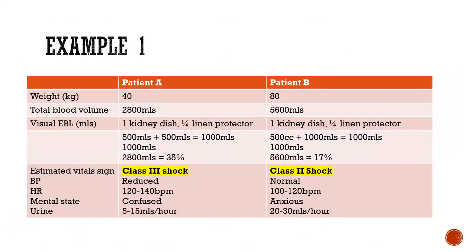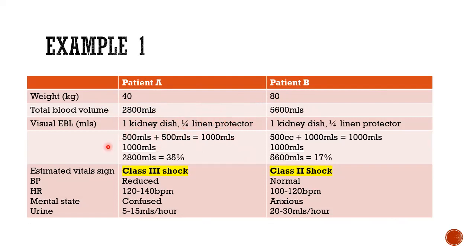So I want to show you an example. If you have a 40 kilo patient, patient A, and patient B is 80 kilo. Your blood volume in patient A will be 2.8 liters because 70 times 40, right? So it's 70 times 40, 2.8 liters. As for patient B, you have 5.6 liters. Okay, so both of them lost blood of one kidney dish and also a quarter linen protector. One kidney dish is 500 cc, a quarter linen protector is around 500 cc. So it's around 1 liter.